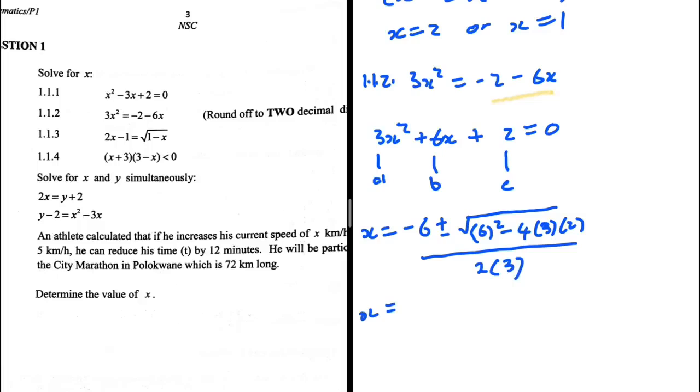Minus 6 plus the square root of 36 minus 4 multiplied by 3 multiplied by 2, divided by 2 multiplied by 3. One possible value of x is minus 0.42 when I round off to 2 decimal places, and the other value of x, let me replace the plus with the minus sign, I'm getting minus 1.58. Right, so there we go. That is our solution to 1.1.2.